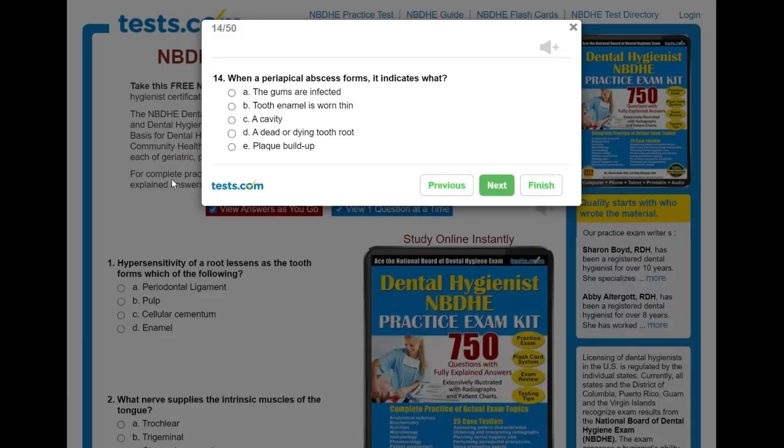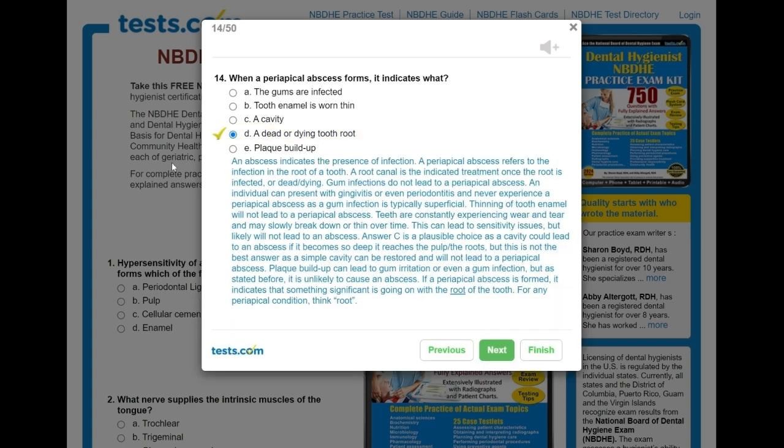Question 14. When a periapical abscess forms, it indicates what? A. The gums are infected. B. Tooth enamel is worn thin. C. A cavity. D. A dead or dying tooth root. E. Plaque buildup. D. A dead or dying tooth root.